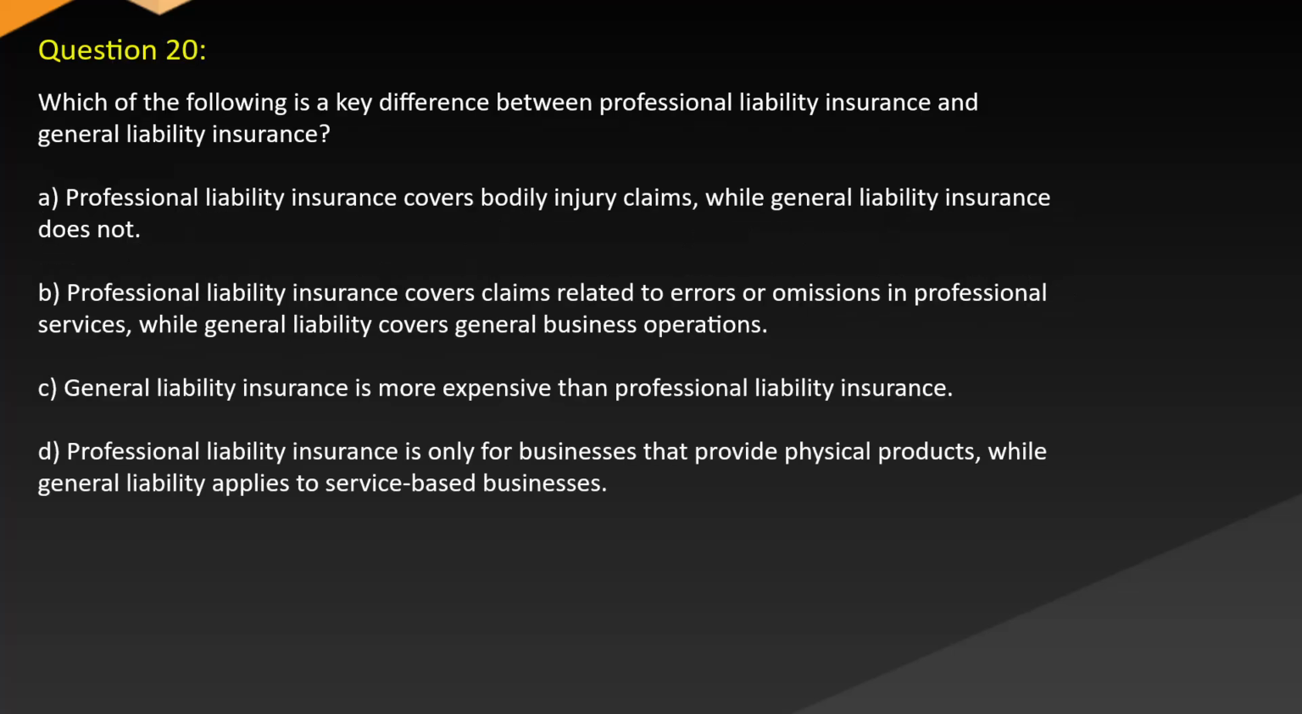Question 20. Which of the following is a key difference between professional liability insurance and general liability insurance? A. Professional liability insurance covers bodily injury claims, while general liability insurance does not. B. Professional liability insurance covers claims related to errors or omissions in professional services, while general liability covers general business operations. C. General liability insurance is more expensive than professional liability insurance. D. Professional liability insurance is only for businesses that provide physical products, while general liability applies to service-based businesses.